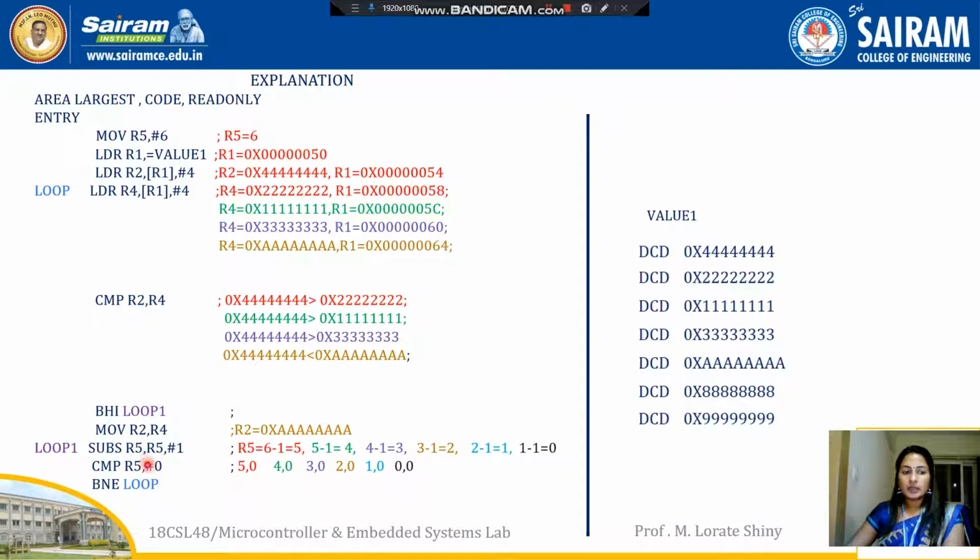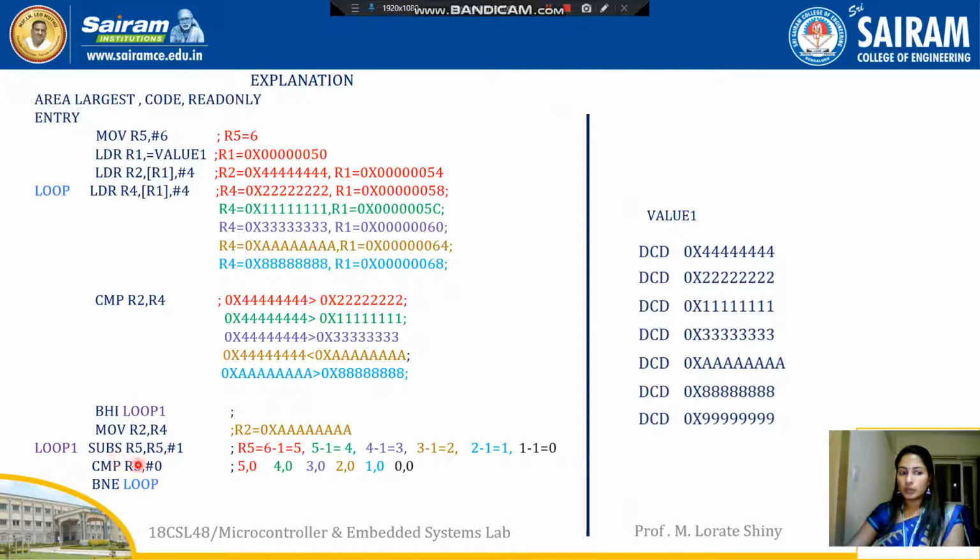Next, I'm decrementing the counter. Now 3 minus 1 becomes 2. I'm comparing 2 comma 0. Still both are not equal, so I will go back to the loop. Next data I will get, that is 88. Now R1 is updated with 68. Now I will compare A and 8. A is greater, so no swapping.